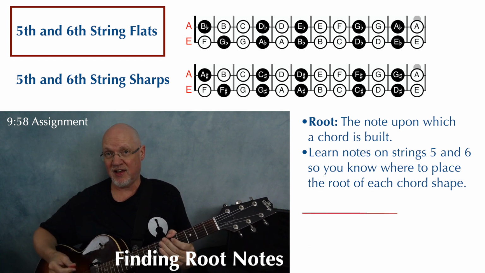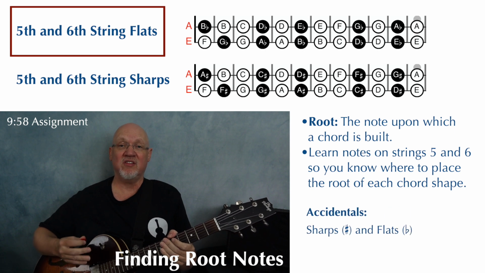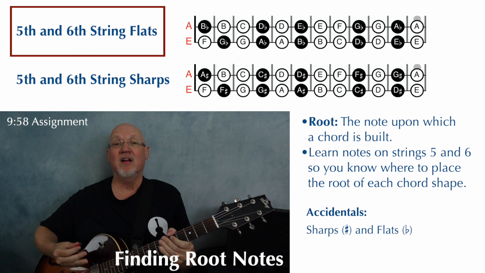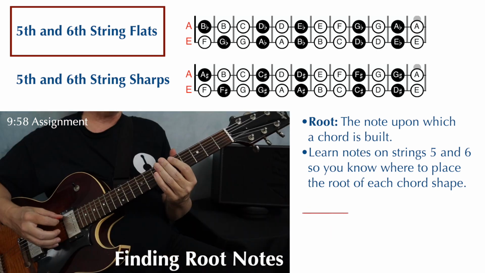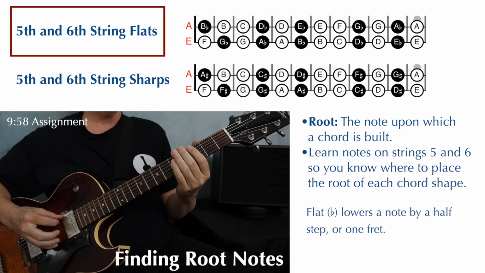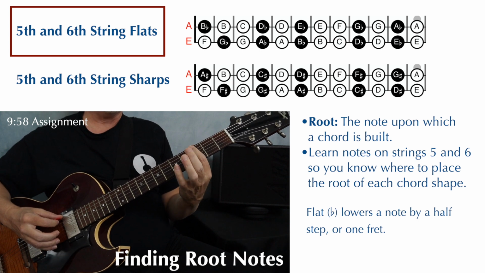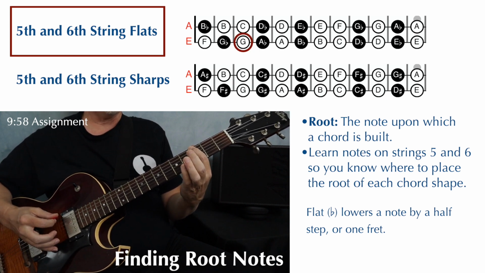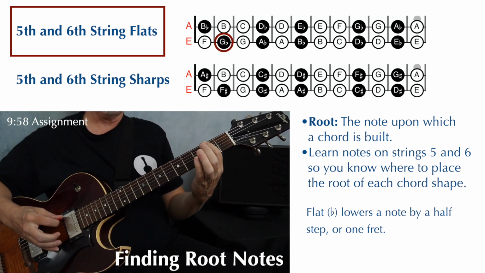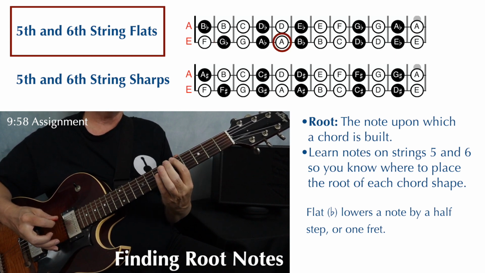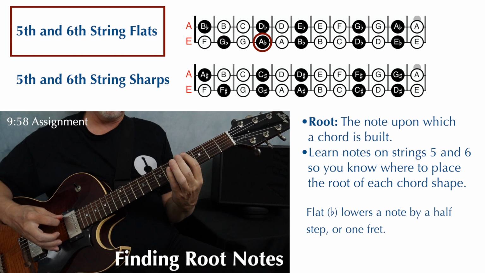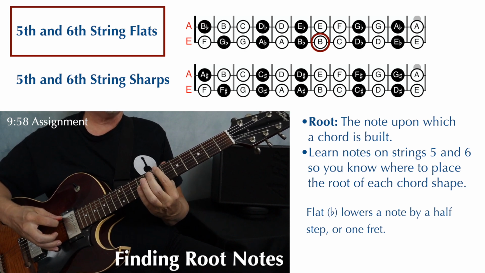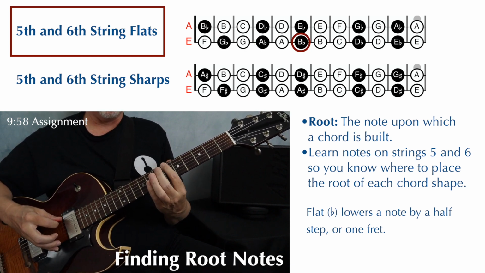And then we fill in the gaps with these accidentals. Accidentals are things like sharps and flats. So we're looking at the flat diagram. Let's look at the flats first. A flat simply lowers a note by 1 fret or a half step. For example, here's a G on the 3rd fret. A G flat is 1 fret to the left of that. Here's my A at the 5th fret. A flat is 1 fret to the left. There's my B. B flat, 1 fret to the left.